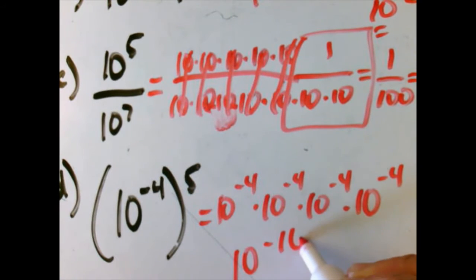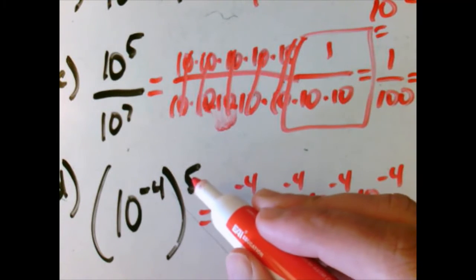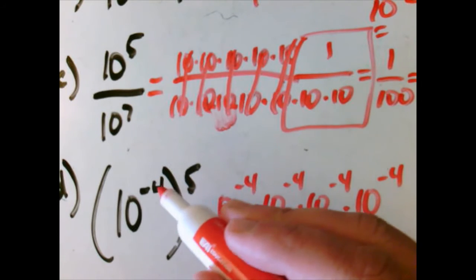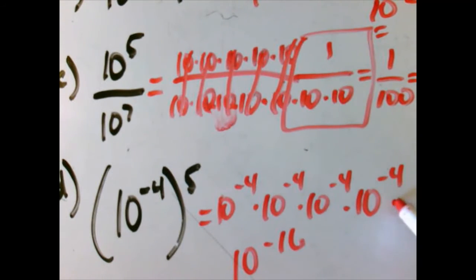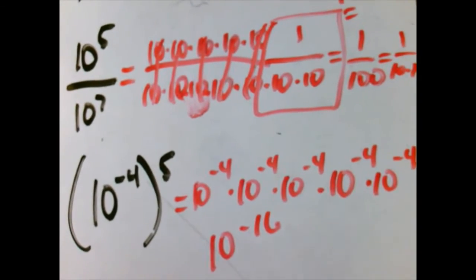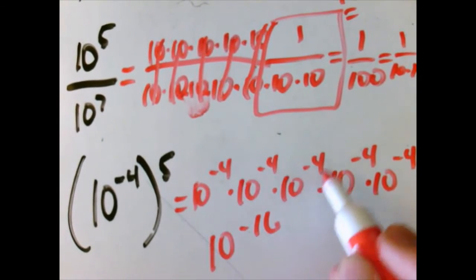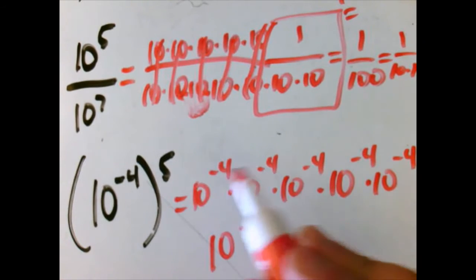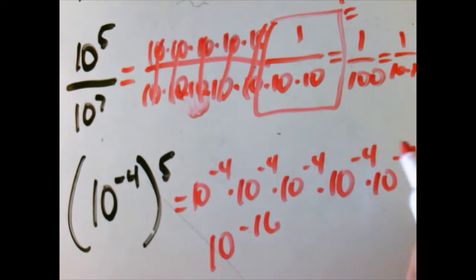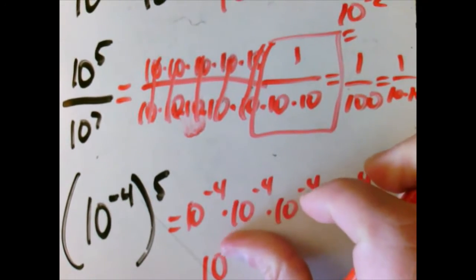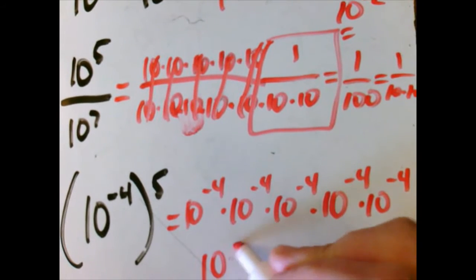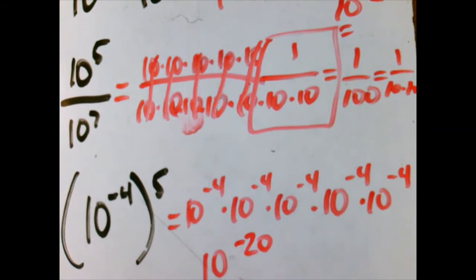It would be negative. Oh, did I make a mistake on this? Yes, I did, Mr. Johnson. There are 5 of these 10 to the negative 4s. I have to add another one here. So now we have 5 10 to the negative 4s being multiplied. And now negative 4 being added 5 times would make the exponent negative 20. Good thing I caught my own mistake.